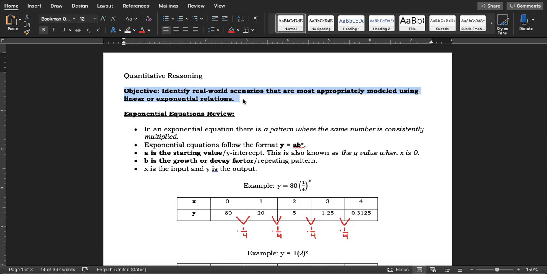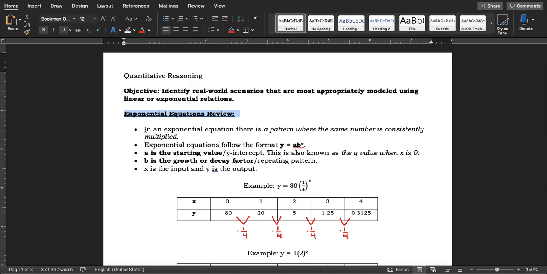Remember, the reason we are doing this is because we are analyzing data for our integrated assignments. And when we analyze data, we look for patterns. And one of the patterns we look for is identifying whether there is a linear relationship or an exponential relationship. So since we're going to talk about exponential equations, let's first review foundational information about exponential equations.